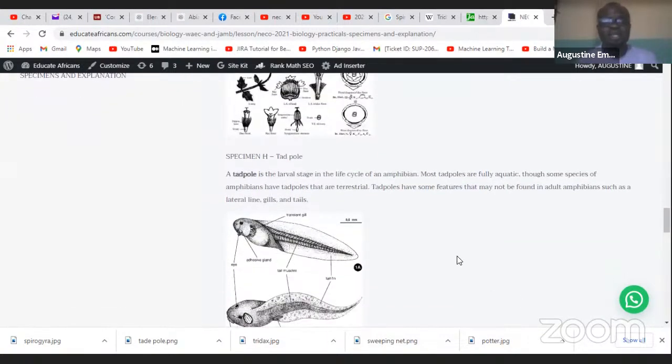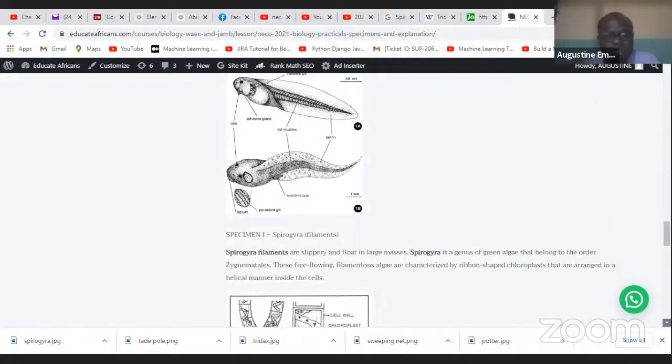Then you talk about the tadpole. The tadpole is simply the larval stage in the life cycle of amphibians. So amphibians are animals that live in both water and on land, both aquatic and terrestrial. You can see that this is the diagram, very important. You will have to know how to locate the eye, the transparent gill, the tail muscle, the tail fin. These are the major things you need to know about this diagram. You have to be able to quickly sketch it and label accordingly.